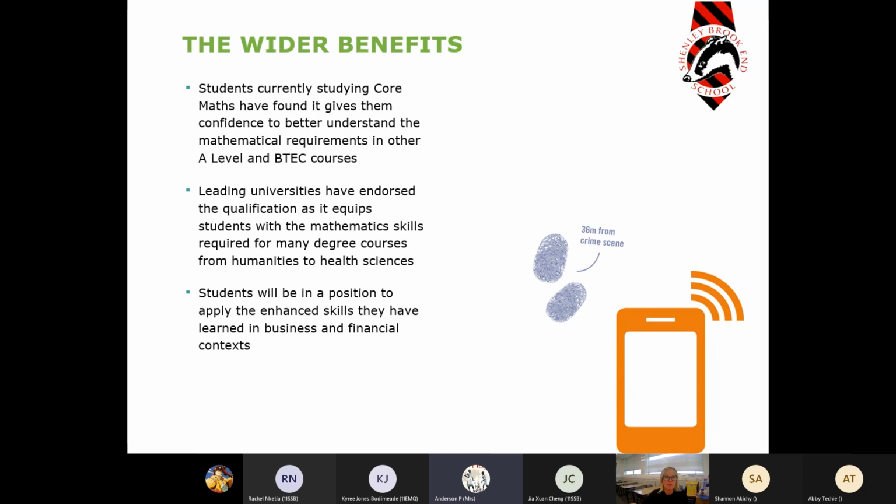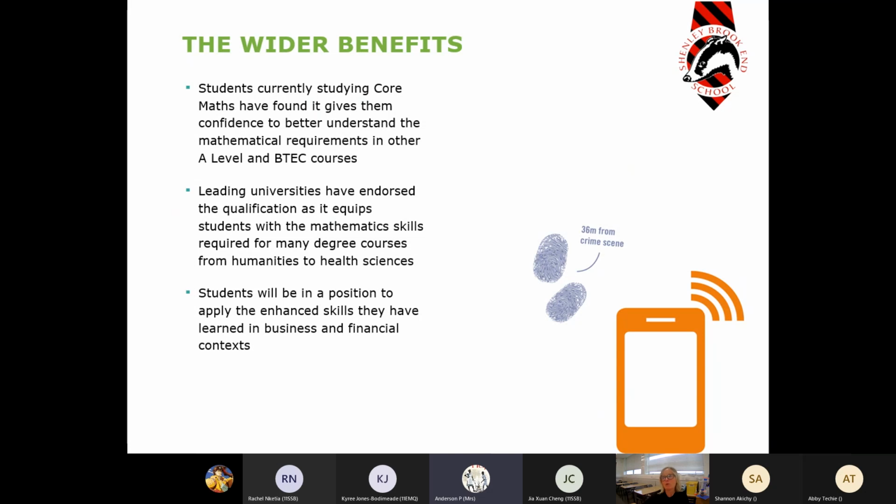Okay. So students studying core maths have found it gives them confidence to better understand the mathematical requirements in other A-level and BTEC courses, like I've said. As I've already said, the leading universities endorse the qualifications because they know that it gives students enhanced mathematical skills ready for a degree course, okay, like I said, from humanities to health sciences.